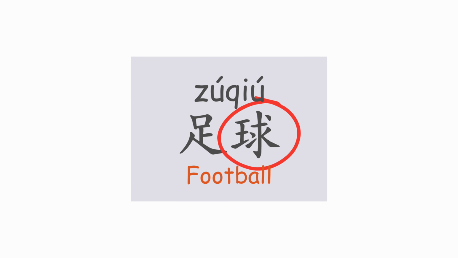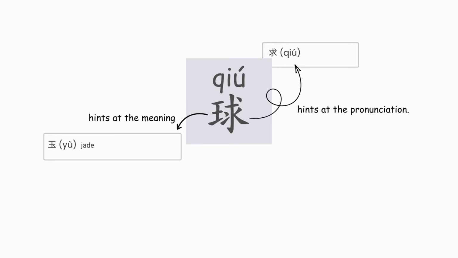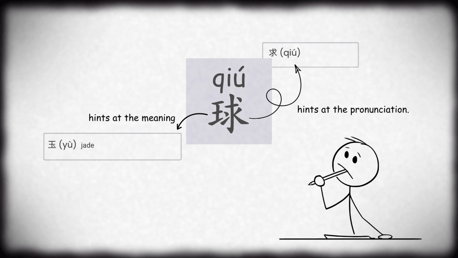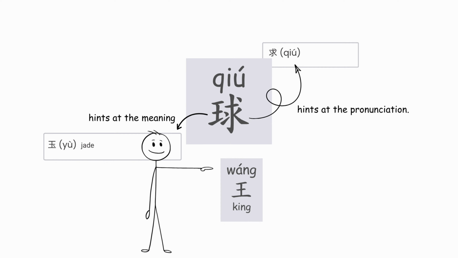Now let's look at 球. It's a phono-semantic compound character made up of 玉, meaning jade, which hints at the meaning, and 求, which hints at the pronunciation. Oh, wait a minute. I thought this character means king. Great question. Yes, it looks like Wang, but it's actually the jade radical.